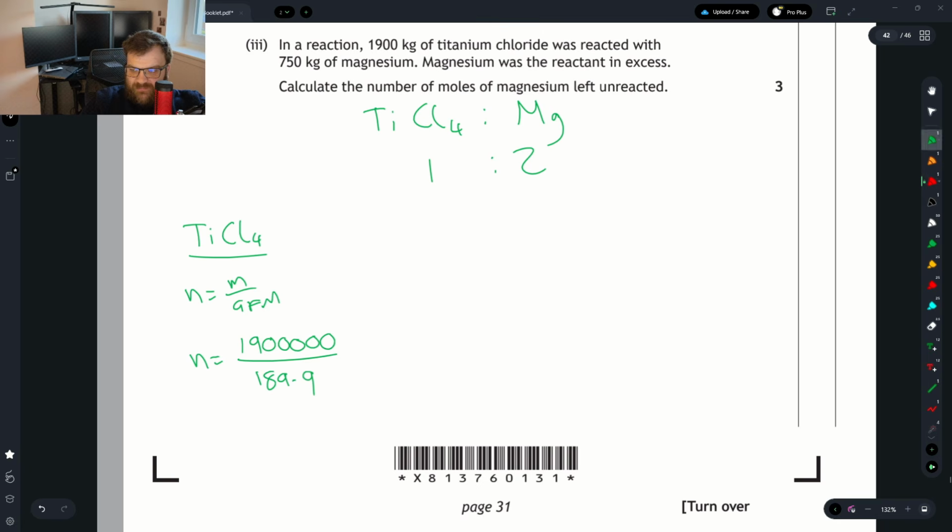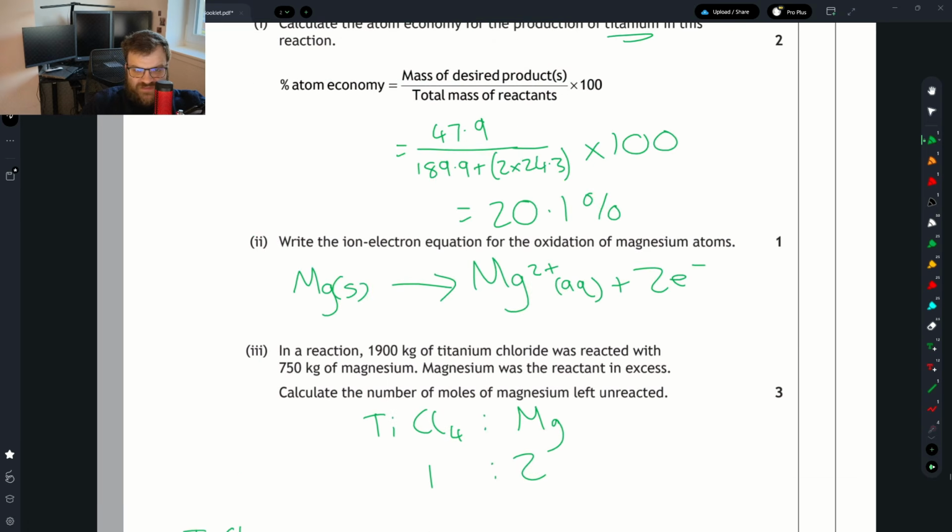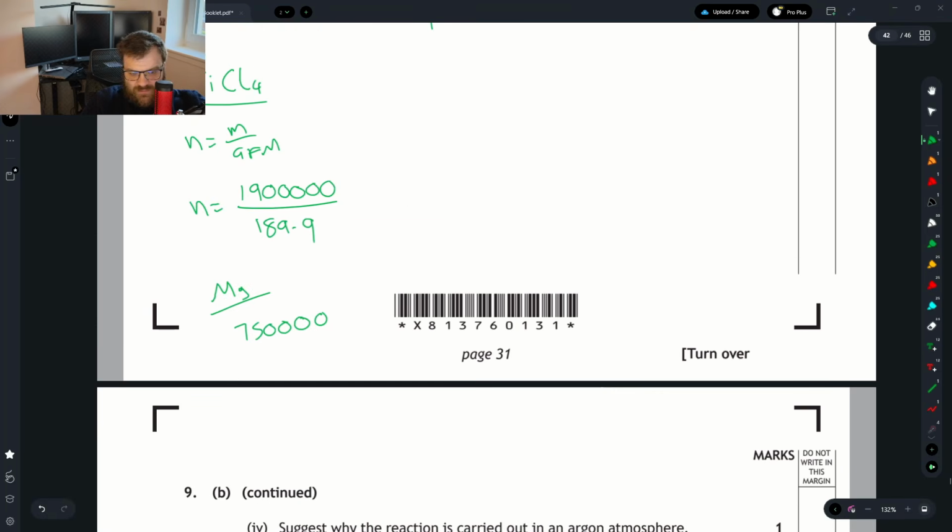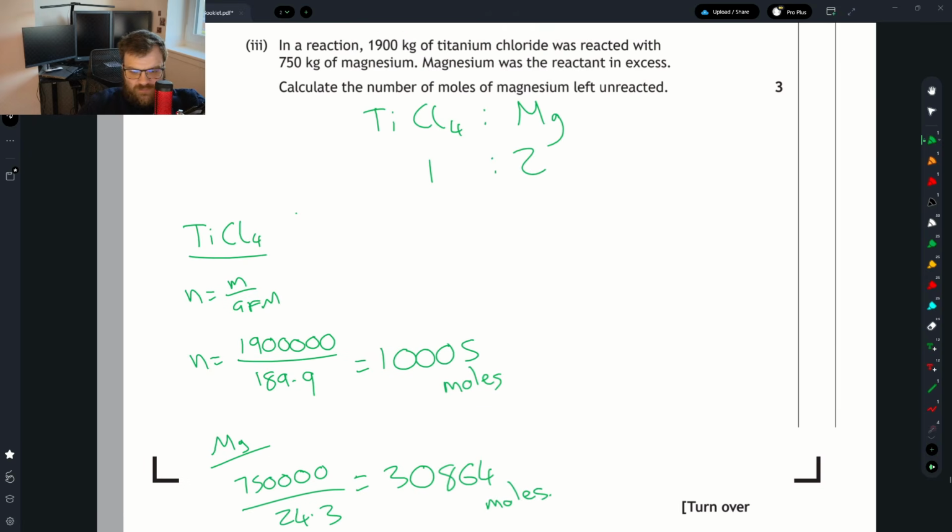And then for the magnesium, it's going to be that over 24.3. Okay, now got both our moles. So there's two possibilities. First thing we could do is to use all the TiCl4. So I've worked out that I've got 0.1005 moles, which would mean I'd need 0.2010 moles of magnesium, which I do have enough to make that happen.